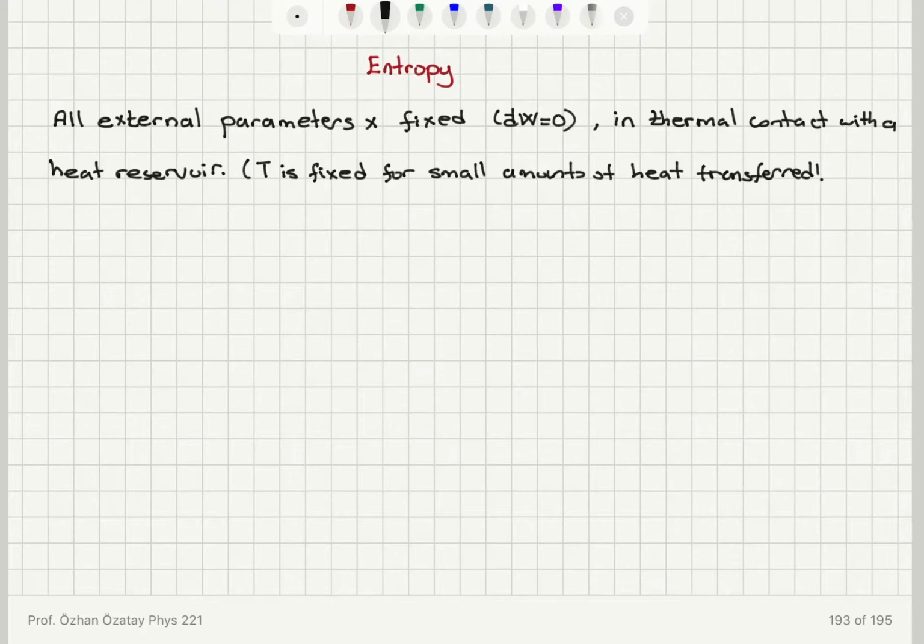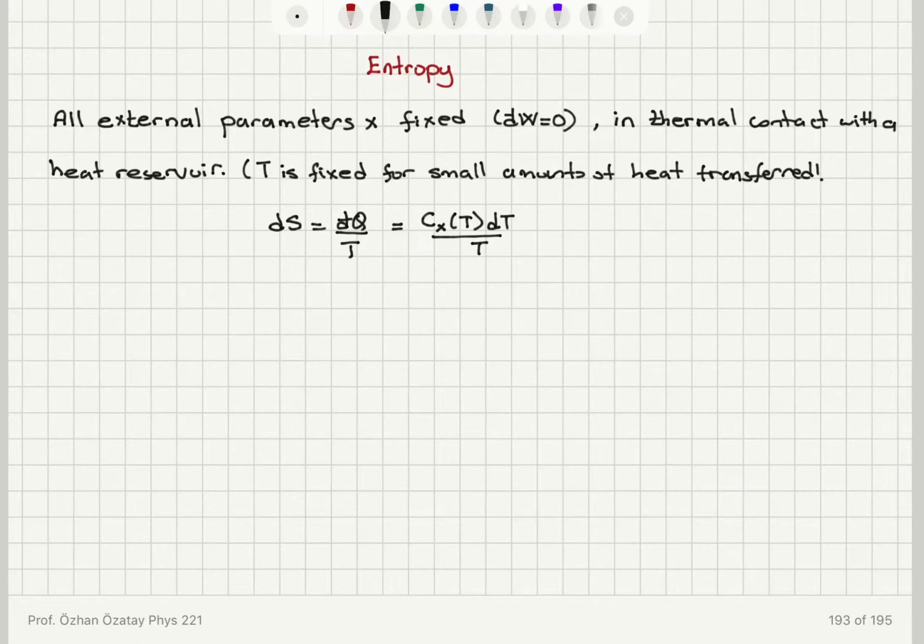So that means in the quasi-static limit, the change in the entropy of the system will be the heat added at constant temperature d bar q divided by T, and since d bar q is the heat capacity with all external parameters fixed, Cx, which is a function of temperature, dT over T.